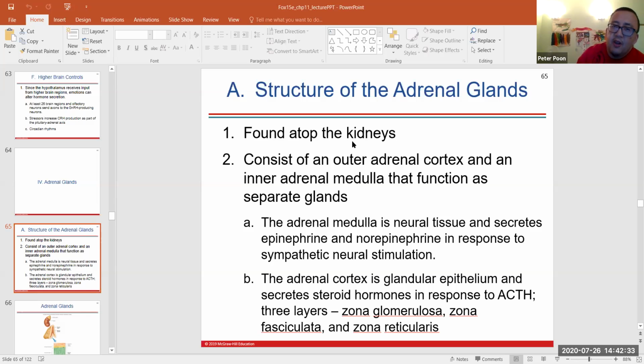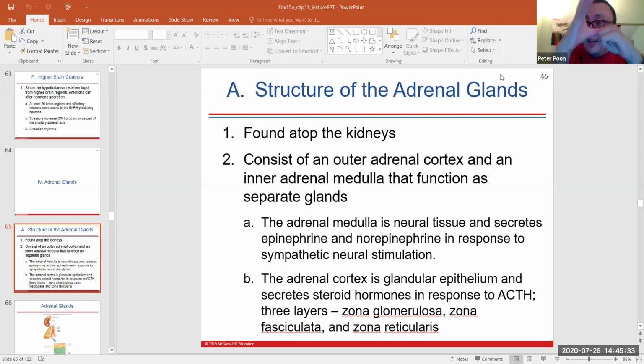The structure of adrenal glands. The adrenal glands are found on top of the kidney. Again, I will explain this a little differently than usual.